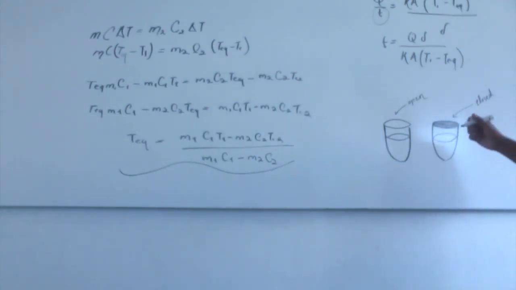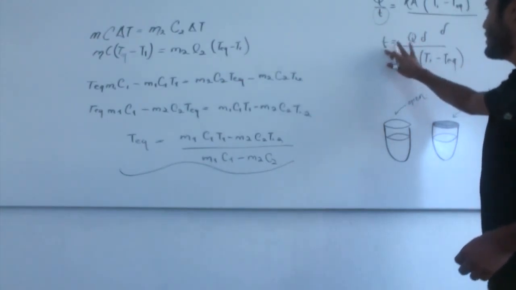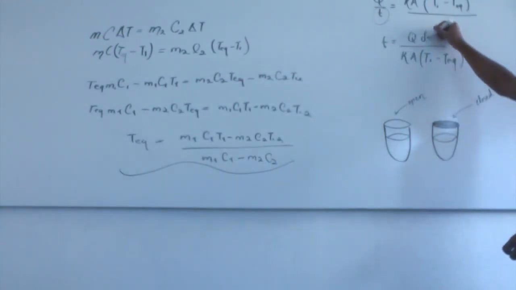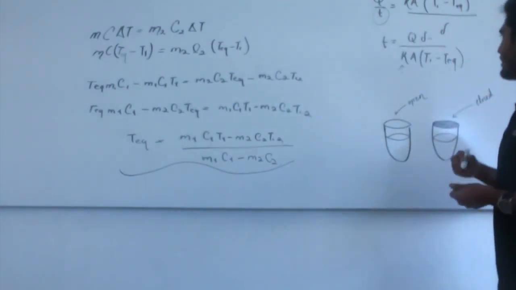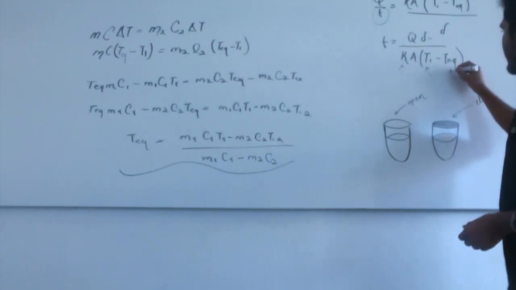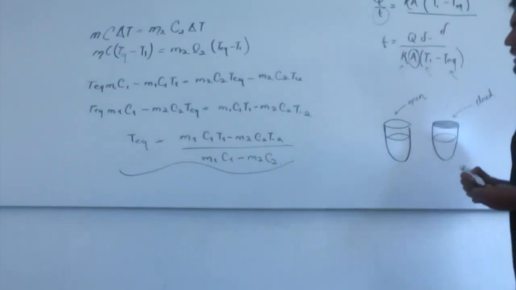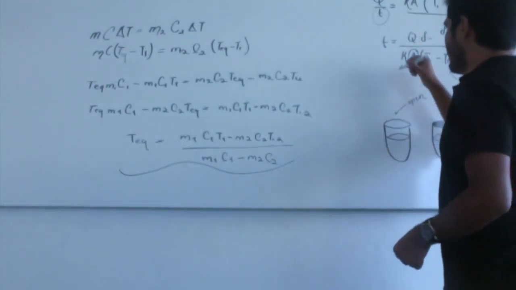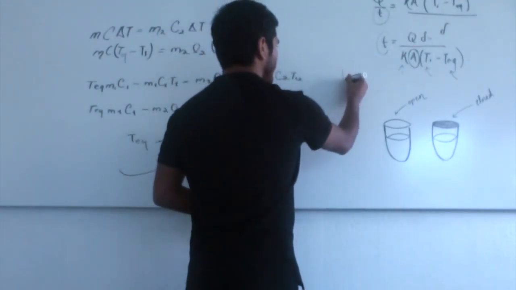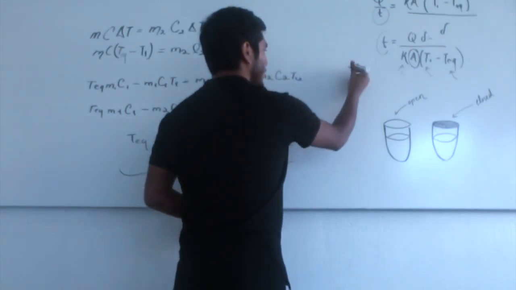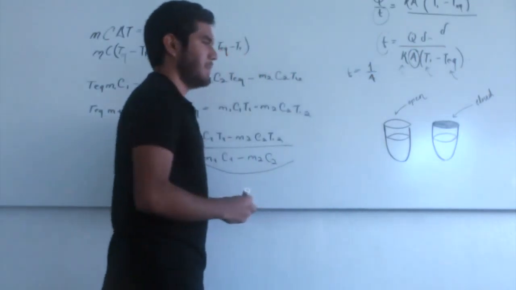We can see in this formula that everything is constant: the thickness, the heat, the constant, the initial temperature, and the temperature of equilibrium. The other thing that changes is the area of contact. So, in fact, we can say that the time is proportional to the area.